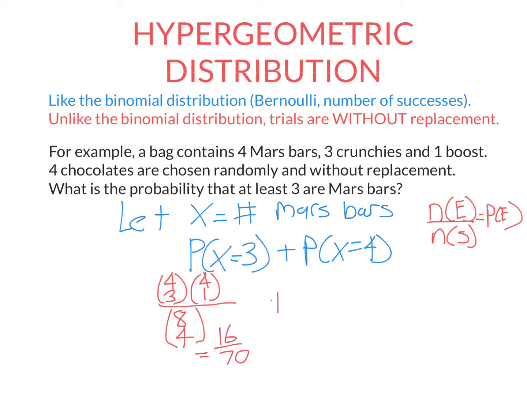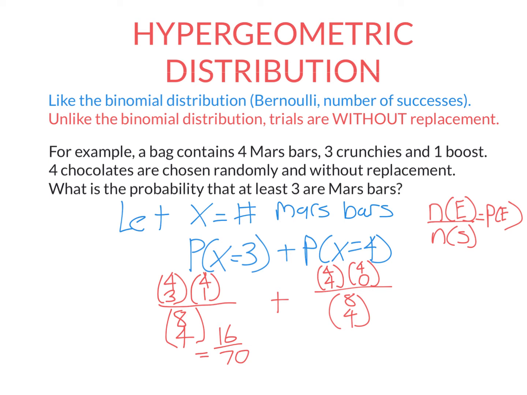Now we have to find the probability that I pick all 4 Mars bars. It's the same idea. 8 choose 4, which is 70. There are 70 ways I can pick the chocolates in total. Now we have to figure out how many of them involve 4 Mars bars. Well, I'd be picking all 4 Mars bars, and of the other 4 chocolates, I'd be picking none. So 4 choose 4 and 4 choose 0 are just 1. There's only one way that I can pick all 4 Mars bars.